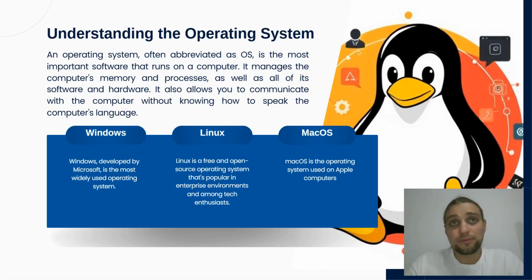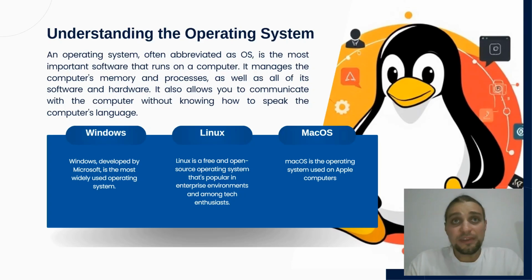Let's start from the basic computer skills, and let's start from the understanding of what an operating system is. It's often abbreviated as an OS, which is the most important software that runs on a computer. It manages the computer's memory and processes, as well as all of its software and hardware. It also allows you to communicate with the computer without knowing how to speak the computer's language.